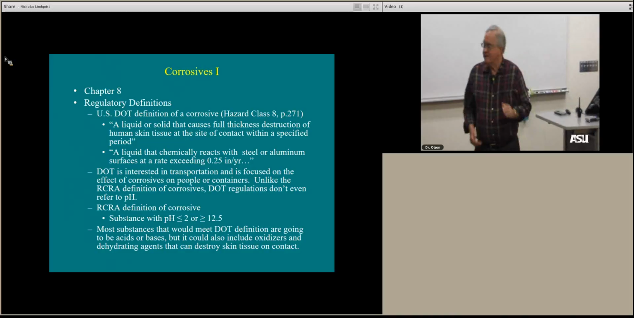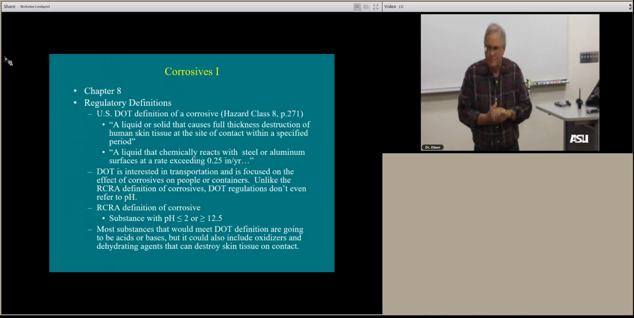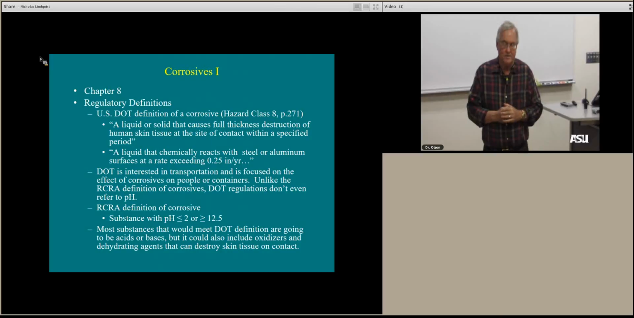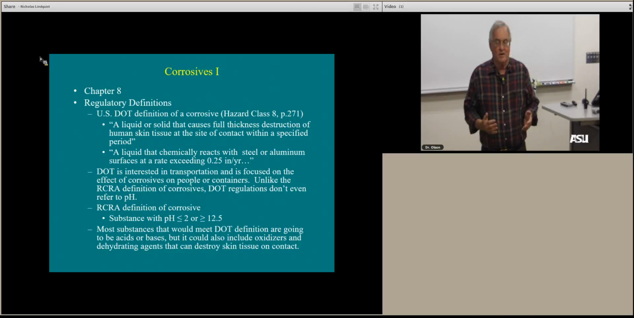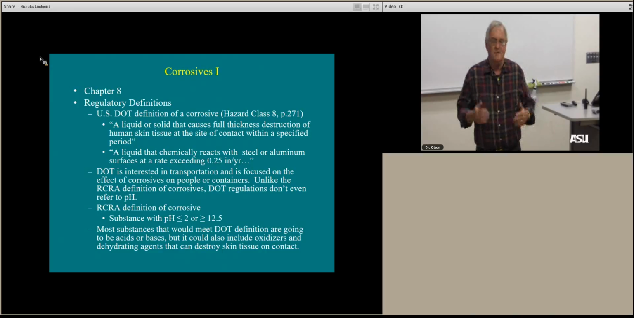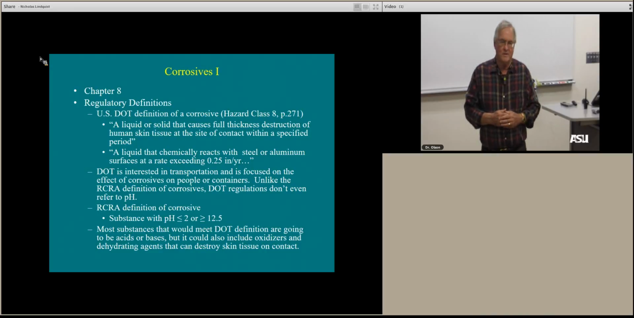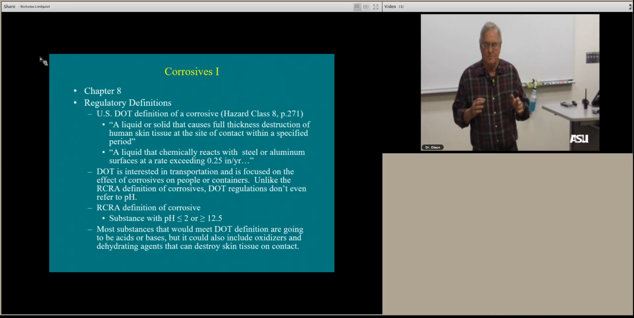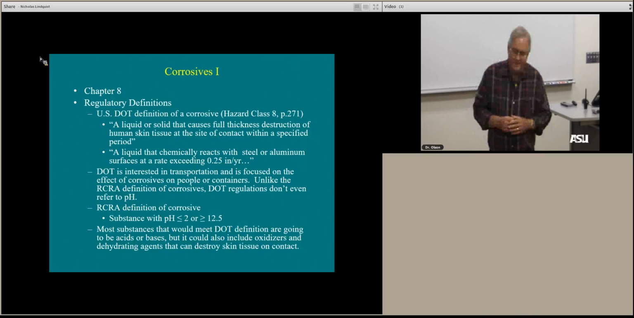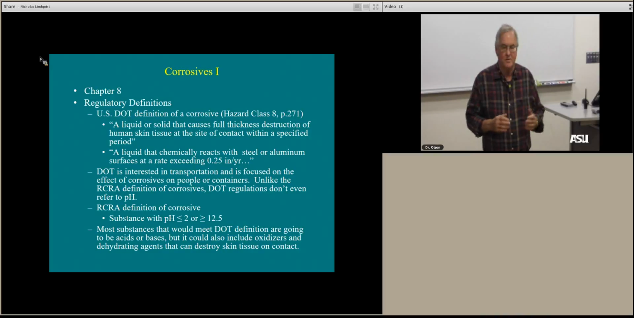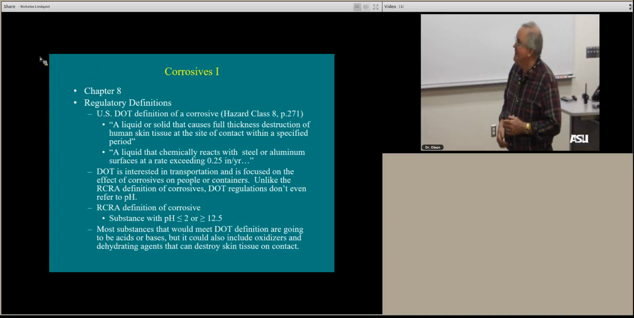This week we're going to start a discussion of corrosives, which for the most part are acids and bases. Although, as we talk about here on this slide, there are a few things that could be categorized as corrosive that aren't really fitting the category of acids or bases. But basically in this chapter and in this week's modules, we're going to be focusing on acids and bases.